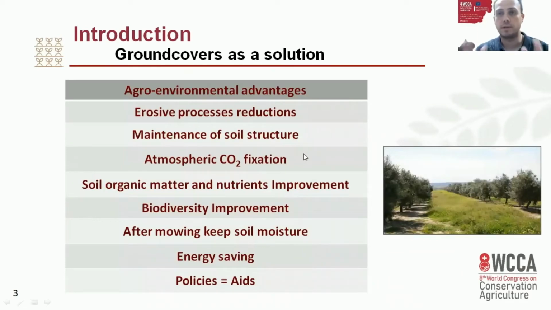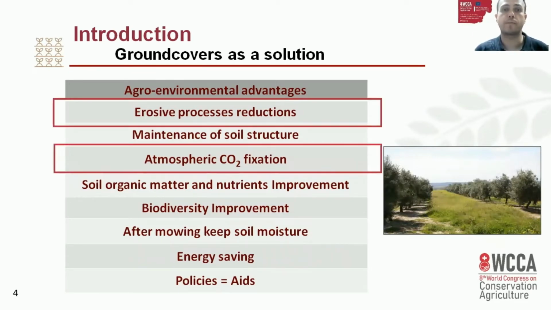Ground cover established in the row of the olive orchard is a solution for erosive processes because of its high capacity to reduce erosion, but it also has other agro-environmental advantages, such as the maintenance of soil structure because it reduces soil disturbance, atmospheric CO2 fixation that implies an increase of soil organic matter, and a living soil that improves biodiversity. After mowing, it can keep soil moisture because the mulch on the soil surface reduces evaporation. Ground covers imply energy saving, and policies are focused on this type of environmental practice, which means aids for farmers.